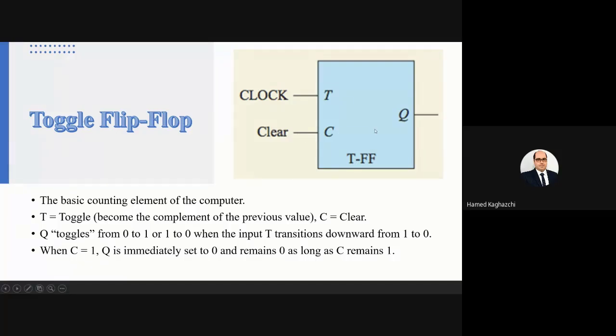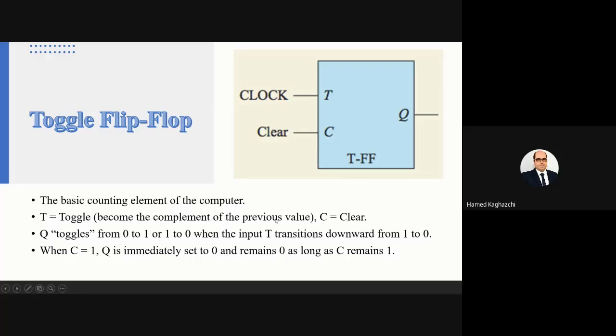In the case of toggle, what is the meaning of toggle? Toggle is to complement the previous value. For example, if Q is 0, toggle means that this 0 gets 1. And if Q is 1, toggle means that 1 gets to 0. Toggle is the complement. The meaning of toggle is complement.